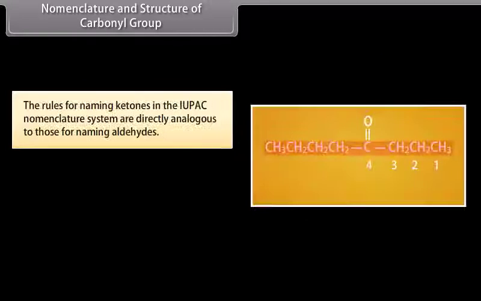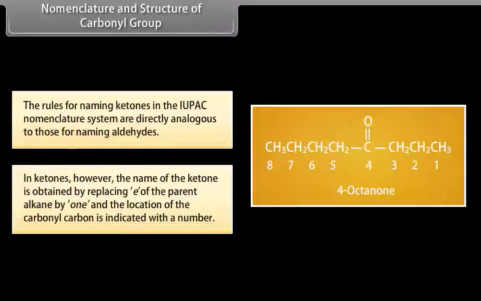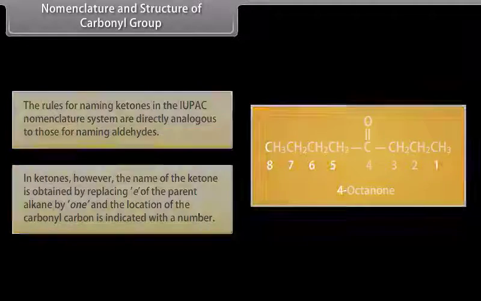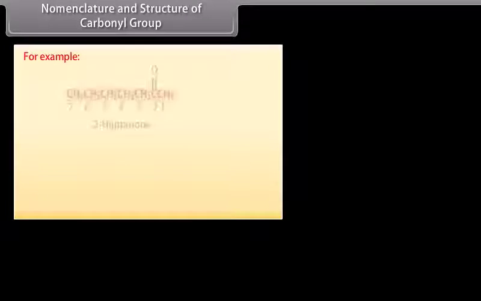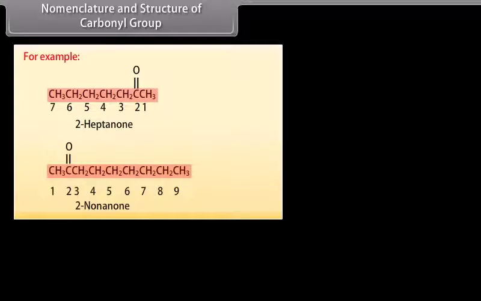The rules for naming ketones in the IUPAC nomenclature system are directly analogous to those for naming aldehydes. In ketones, however, the name of the ketone is obtained by replacing E of the parent alkane by O-N-E and the location of the carbonyl carbon is indicated with a number. For example, 2-heptanone, 2-nonanone.